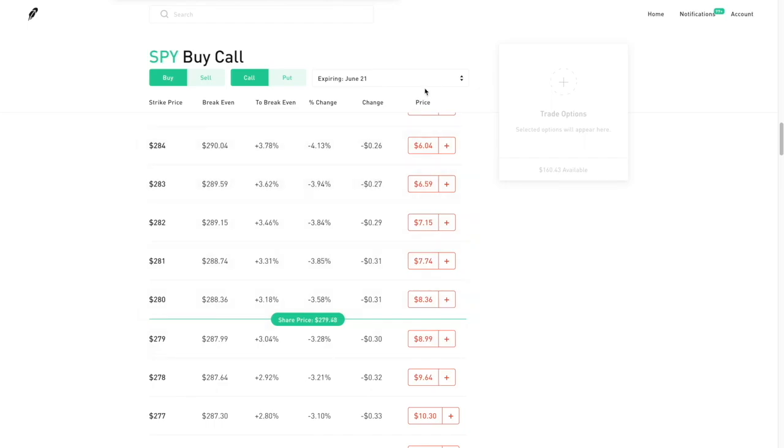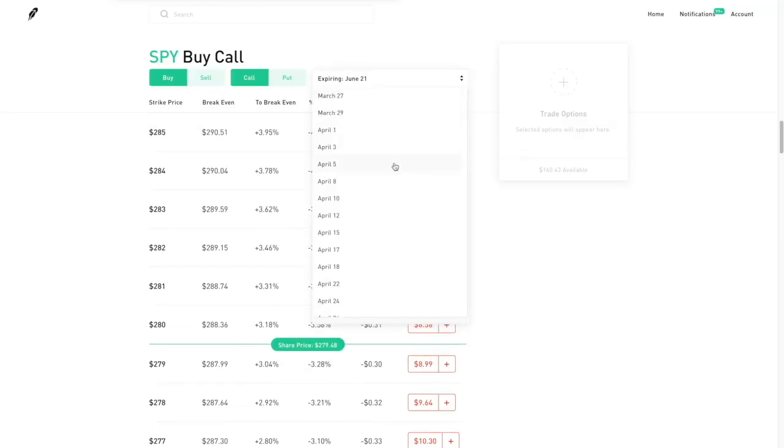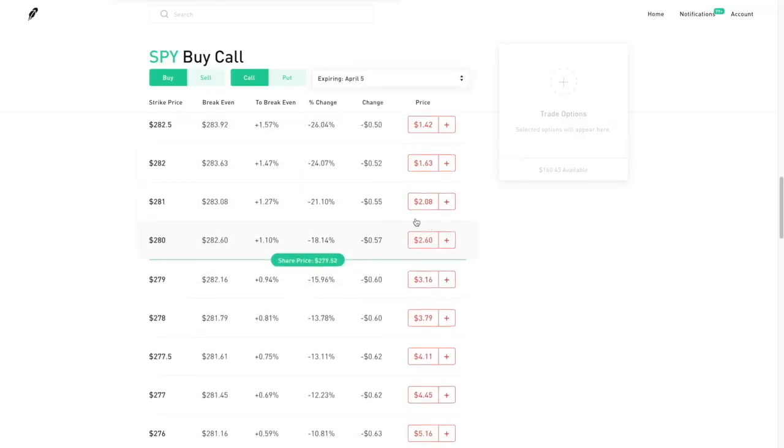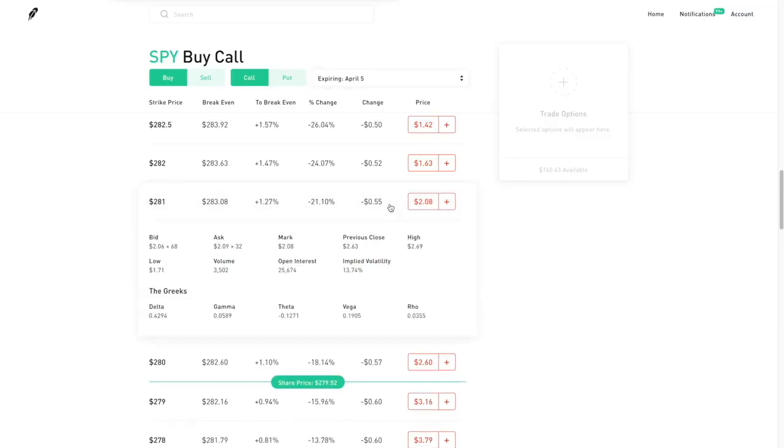So why is the price, let's go back to April 5th, why is the price $2.08? Why isn't it 208? It's because the option contract is multiplied by 100. So when you're purchasing this contract, if you actually wanted to buy it, you would pay $208 for it because it's multiplied by 100. You wouldn't pay $2.08.